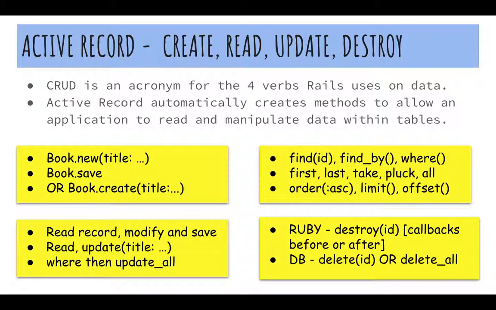You've got first, which is the first instance of the table. Last is the last. Take is a random: take any instance at random from the table. Pluck takes out only the columns that you want from the table. So for instance, if you wanted just the authors for all of the table entries, then you would use pluck(:author).